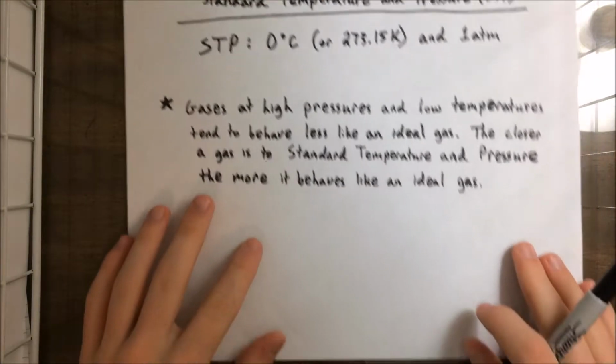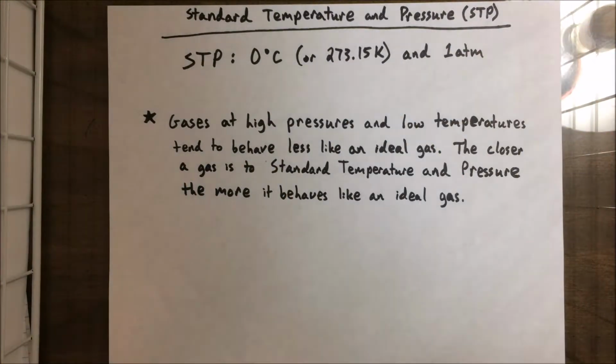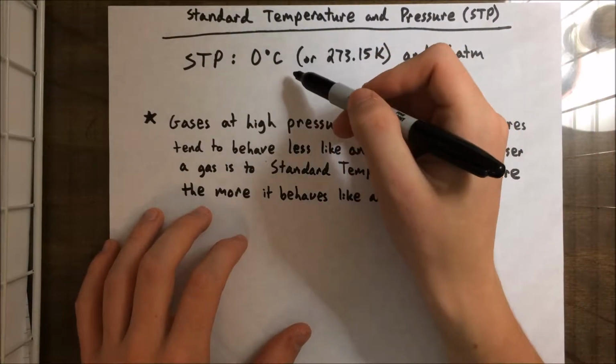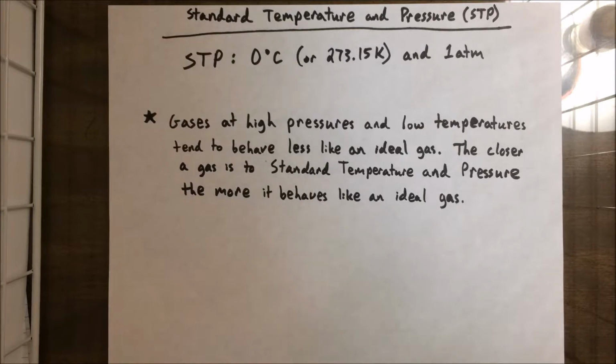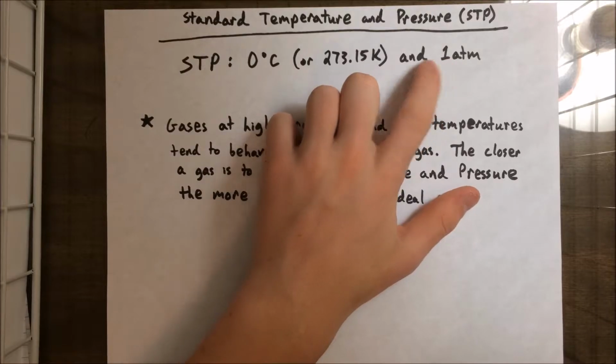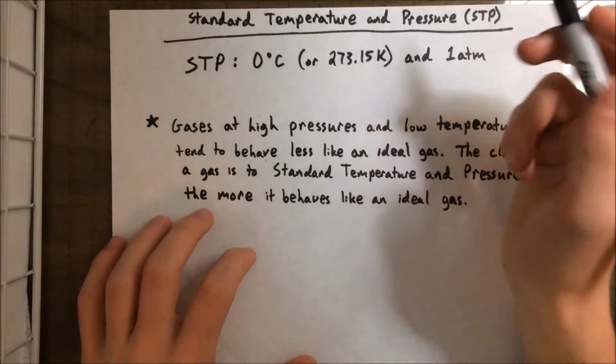Okay, so now let's talk about standard temperature and pressure, STP. Standard temperature is 0 degrees Celsius, or 273.15 Kelvin. We commonly say 0 degrees Celsius, but if you actually use the ideal gas law constant and the ideal gas law, then you have to use Kelvin. And standard pressure is 1 atmosphere.